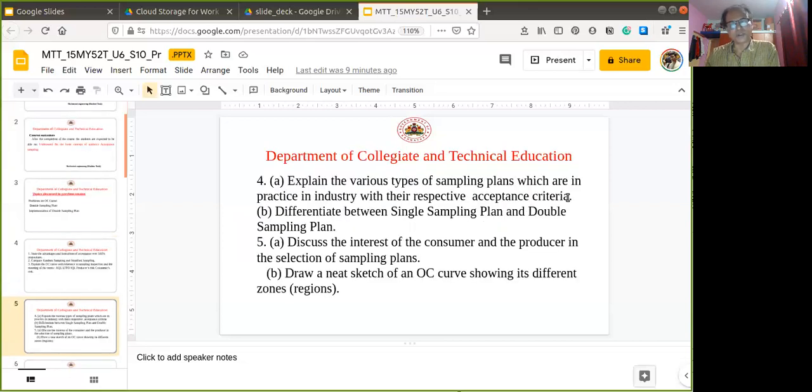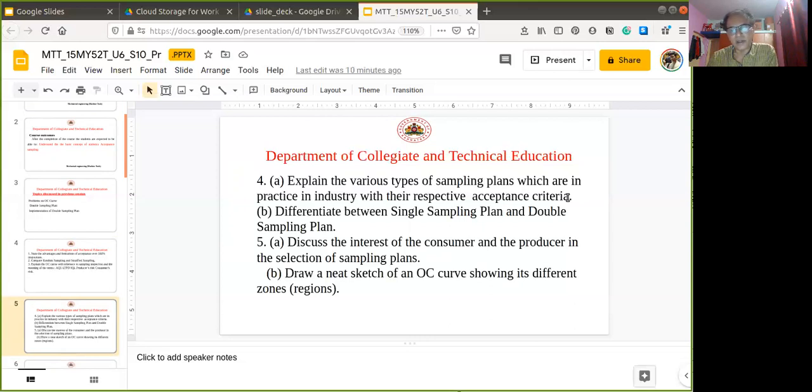Then the fourth question, A: explain the various types of sampling plans which are in practice in industries and their respective acceptance criteria. Question 4B says: the difference between the single sampling plan and the double sampling plan. I have explained that in Unit 6. Then discuss the interest of the consumers and the producers in the selection of the sampling plan. You need to search for the answer for this from the textbook.